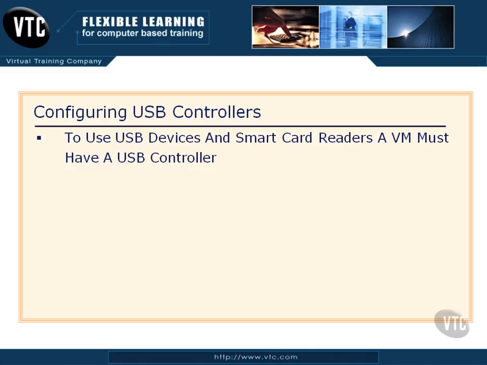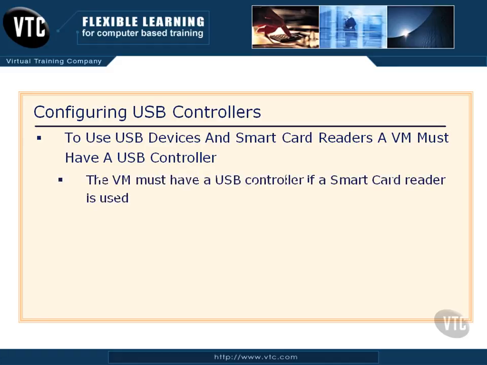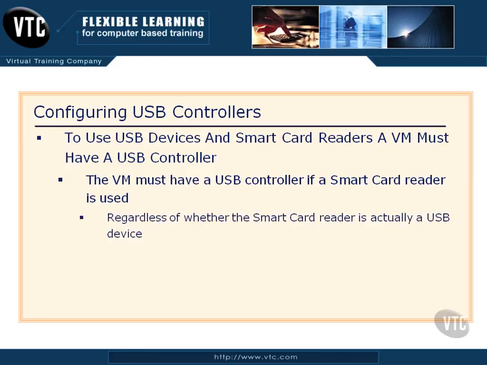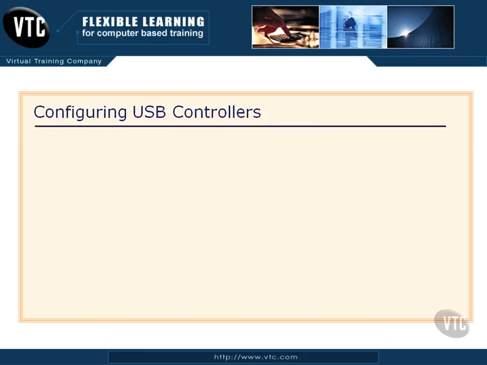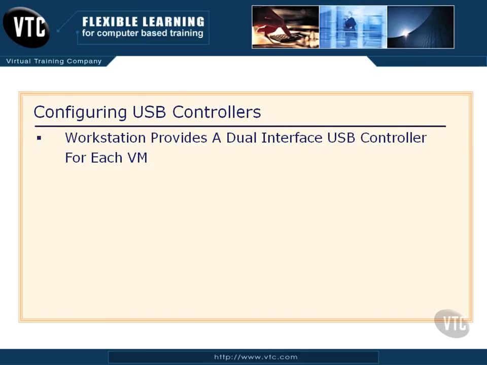Now, to use USB devices and to use a smart card reader, a virtual machine must have a USB controller. And you may or may not see this thing by default when you create a virtual machine, so I'll take you through that in just a moment here. Now, the virtual machine must have a USB controller if a smart card reader is being used. You may not even think of a USB controller and a smart card reader being related, but they are, regardless of whether your smart card reader is a USB device or not. So just keep that in mind. If you're using smart card, you need a USB controller because that's how it's being implemented in the virtual world.